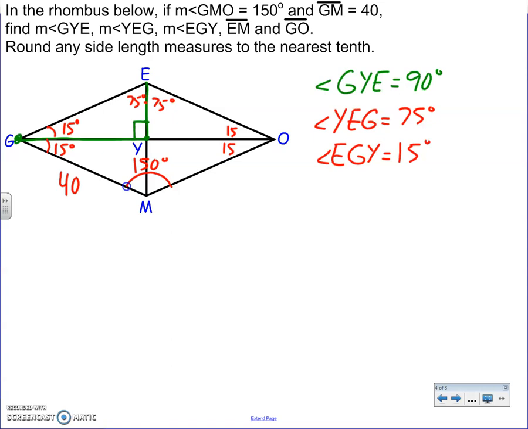What else do they want us to find? If this is 40, we know this is 40. All sides are 40, right?